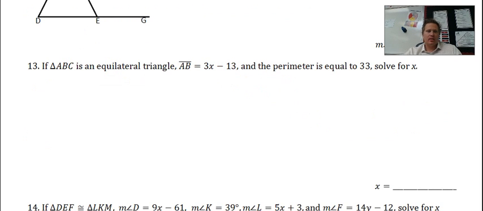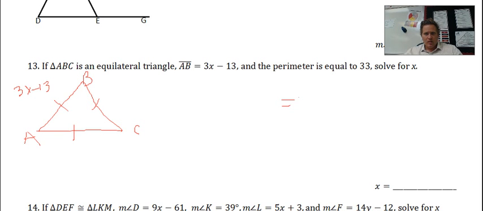Alright, next one. Equilateral triangles. So we should always draw a picture that you have over here. A, B, and C. So here is A, B, C. It's equilateral, which means that all the sides are the same. AB is 3x minus 13. And the perimeter is equal to 33. 33 that you have right here.